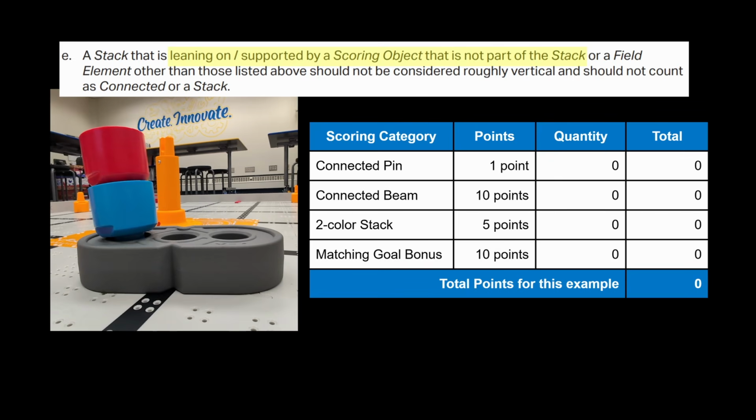And you can see Q&A 2664 says that a stack that's leaning on, like we were saying, or supported by a scoring object that's not part of the stack. So these two pins are not fully nested in the gray beam. And so if you're not fully nested in the gray beam, it's not part of the stack. So if the gray beam's not part of the stack and these pins are clearly resting on the gray beam, then the whole stack is invalidated. And so that's how you end up with 0 points here. Again, it's all about leaning on a scoring object that's not part of the stack.